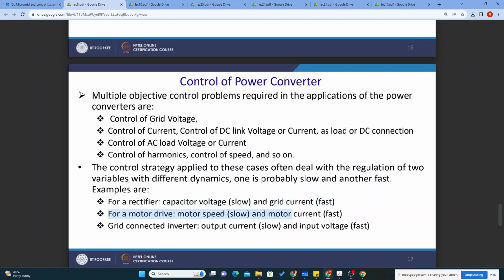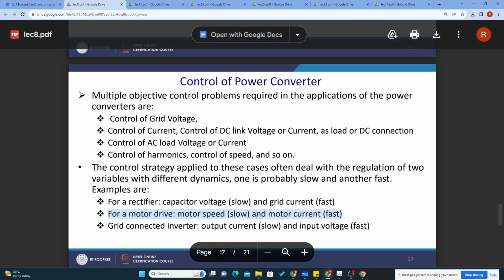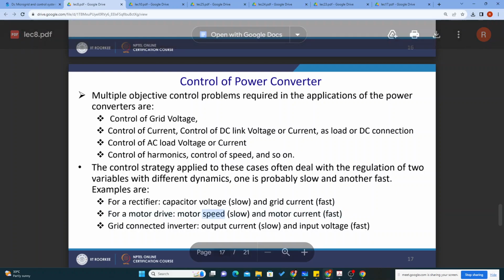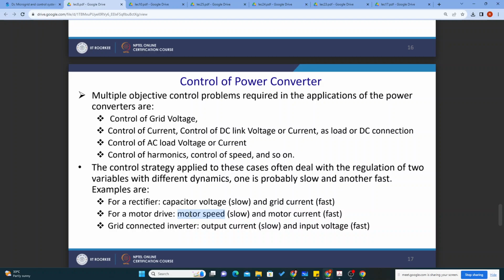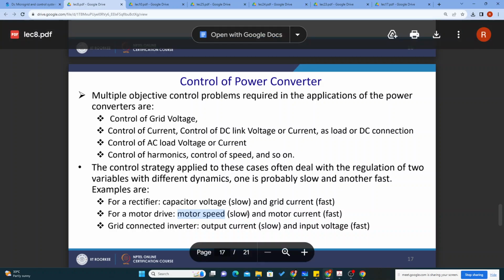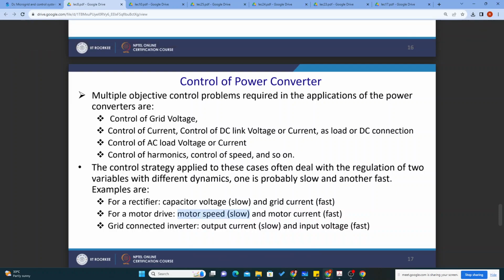Motor drive. In a motor drive, motor speed is slow and current is fast. This is obvious because speed is a mechanical quantity and its dynamic is way slower. Hence it is in the slower control loop. The control loop of speed is slow, and current, being an electrical quantity, has a faster time constant, so that's why it is fast. So it's very much clear.